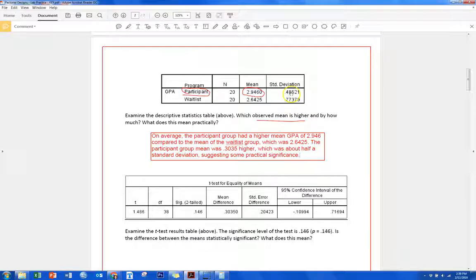Again, I'm looking over here at the standard deviation. It's ranging from about 0.5 to 0.7. 0.3 is about half of that. So when you're talking about practical significance, oftentimes it's useful to look at that relative to the standard deviation. How much variability is there? If it explains a good chunk of that variability, then we'd say there's some practical significance here.